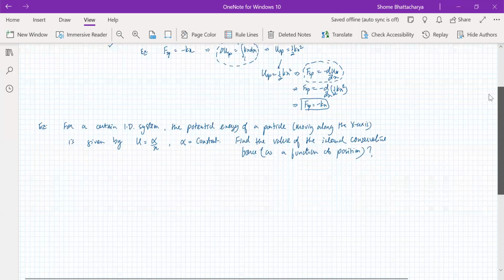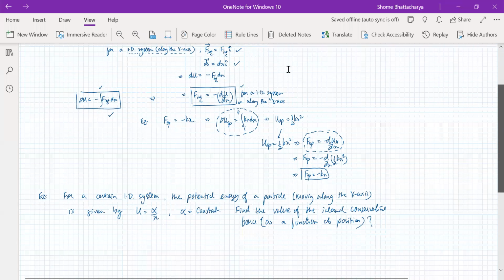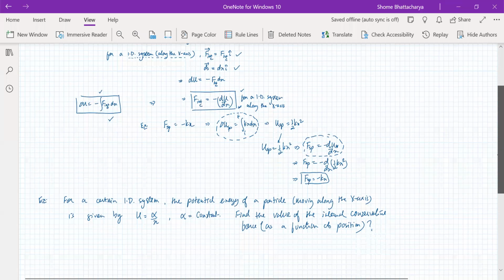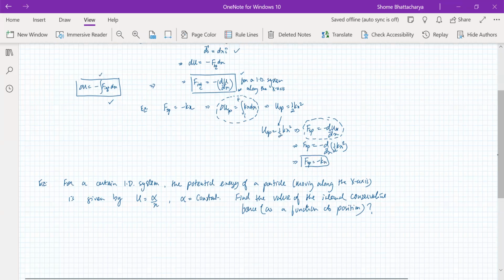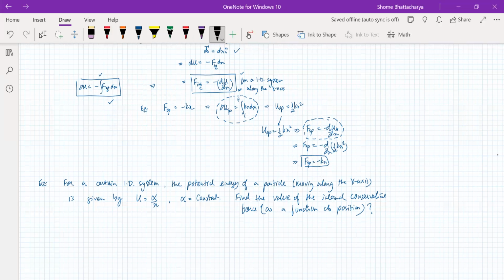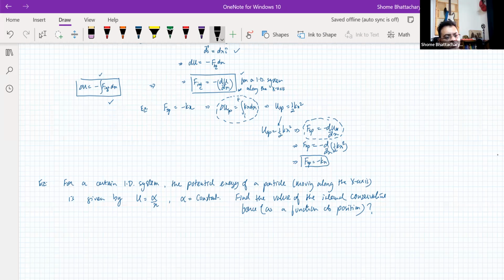Okay, anybody worked out this question? Yes, sir. So tell me the formula for force. Minus dU by dx. Yeah, we can apply that directly, right? That only has to be applied. Okay, so potential energy has been given to you here as some constant alpha divided by x.